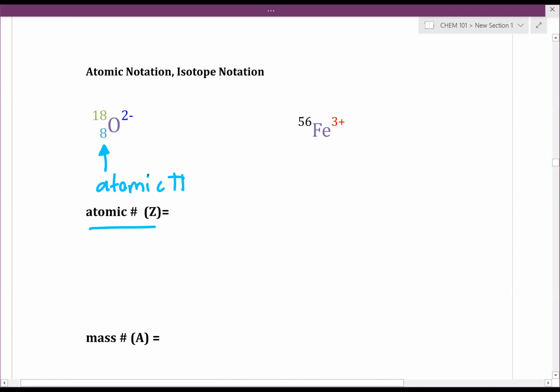And as we discussed previously, what does the atomic number represent? Yep, the atomic number Z is equal to the number of protons. Let me rewrite this. A little bit strange right now. So this number in the bottom left-hand corner is our atomic number, and it represents the number of protons.